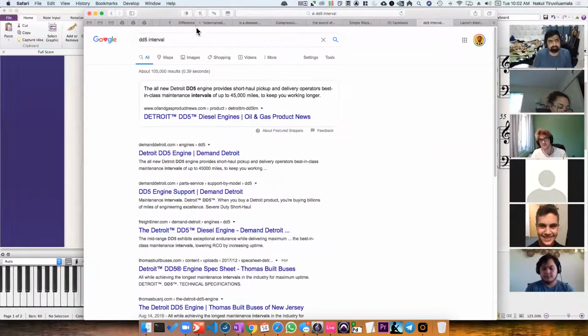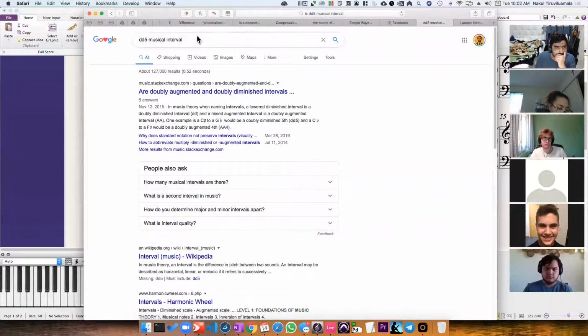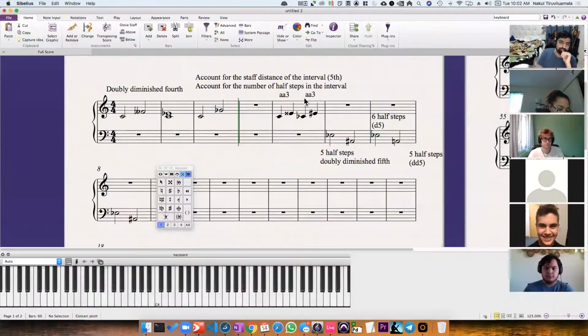Let's see. Excuse me. I believe what it really means is diminished, diminished versus augmented, augmented. I think it's easier to say doubly augmented or triply augmented, but really that's augmented, augmented third. Okay, great.